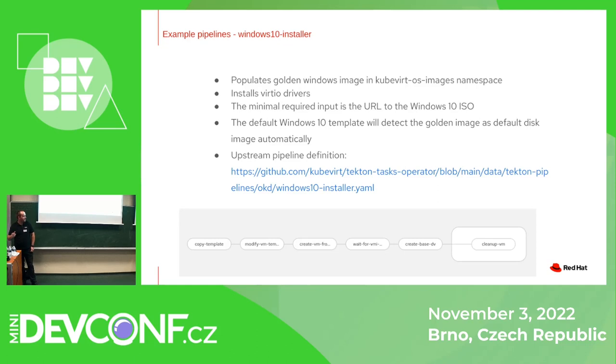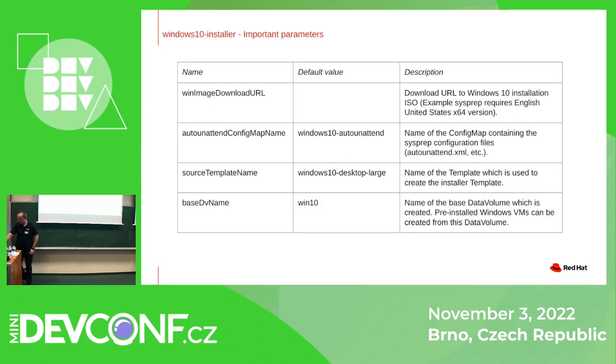It's the upstream name, but in downstream, it's OpenShift CNV virtualization or something like that. In the bottom, you can see an image of which tasks it consists. Then there are special parameters. The only one which is required is a link to an ISO.